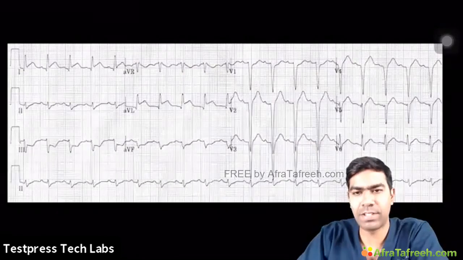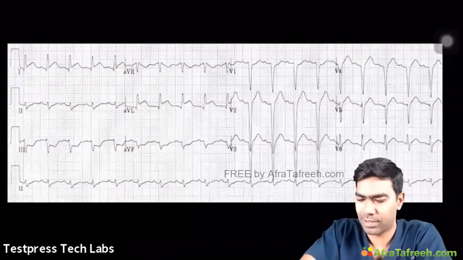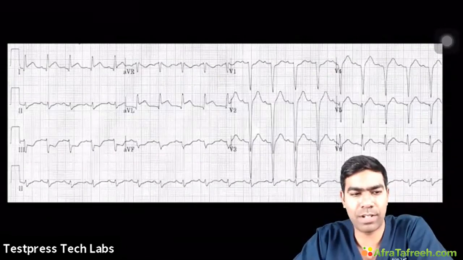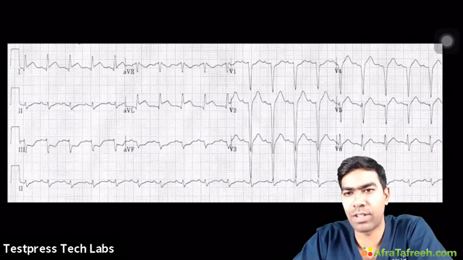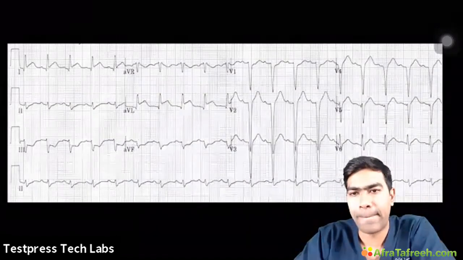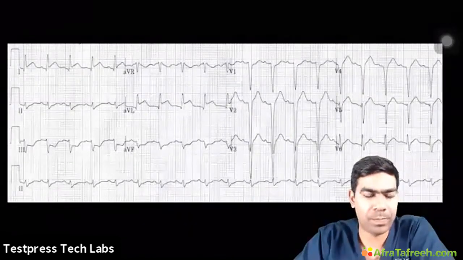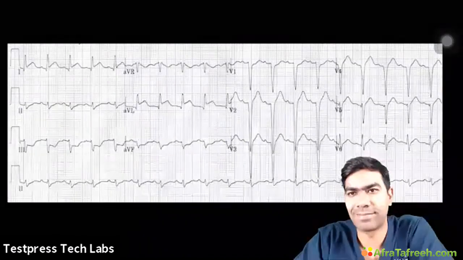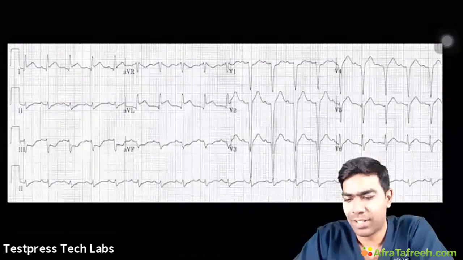This is a very tough ECG, basically. Not easy to find out, but if somebody finds out, I'll be mind blown. If you tell the full diagnosis, very tough. So I know it's a tough one.